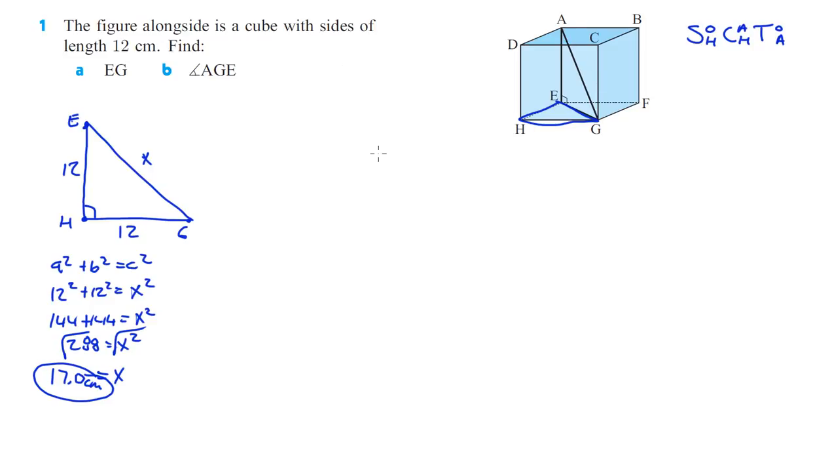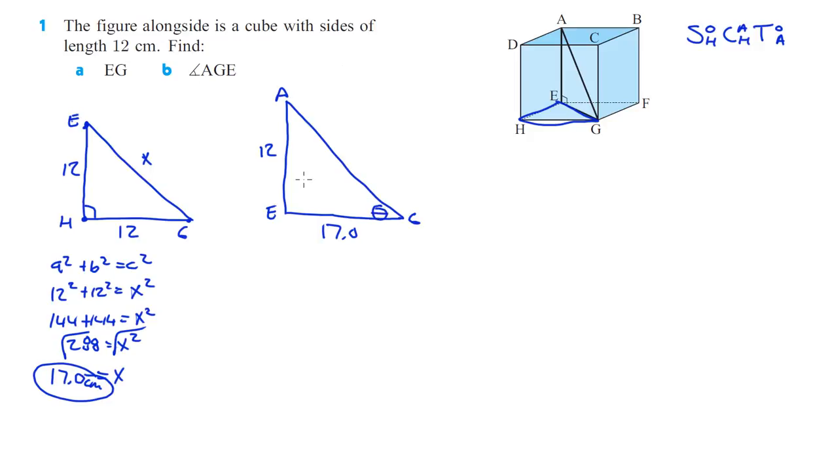Okay, so then let's redraw the triangle AGE, right? So here's A at the top, here's E at the bottom. We know that from A to E is 12. Over here we'll call that G, and then we're going to draw this line here, G back to A. So from E to G we just found that's 17.0. And now we just want to find the angle AGE. So starting at A, going to G, and then back to E. So this is the angle we want to find.